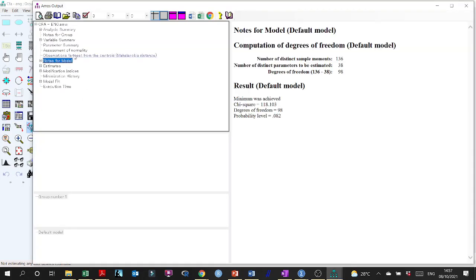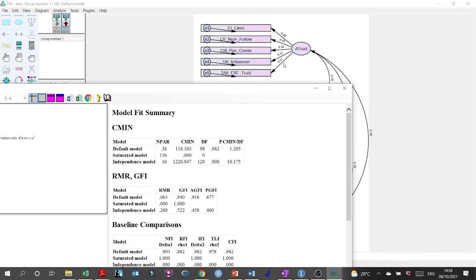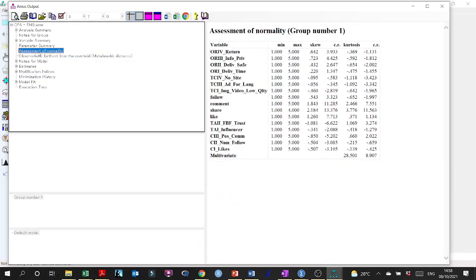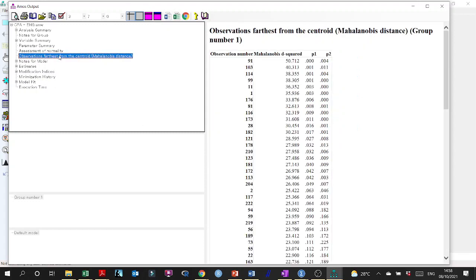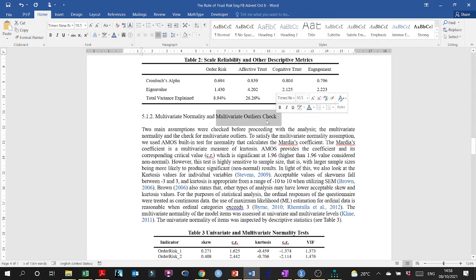data. Anyway, so after you check the model fit, and I have a video on that, and after you're checking all these loadings on the regression lines and covariance lines and report all of that, you just need to go to the assessment of normality. And this is the table where I got the critical values, and also I got the kurtosis critical values, and then the multivariate. Now what I did is I got to over here, observations farthest from the centroid. This is the second assumption. Second assumption is the multivariate outliers check. And this assumption affects this assumption.